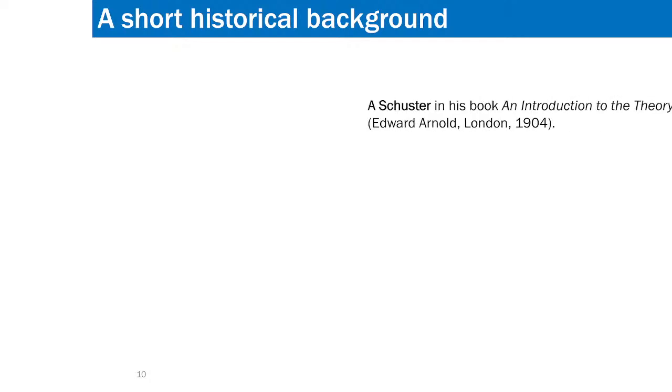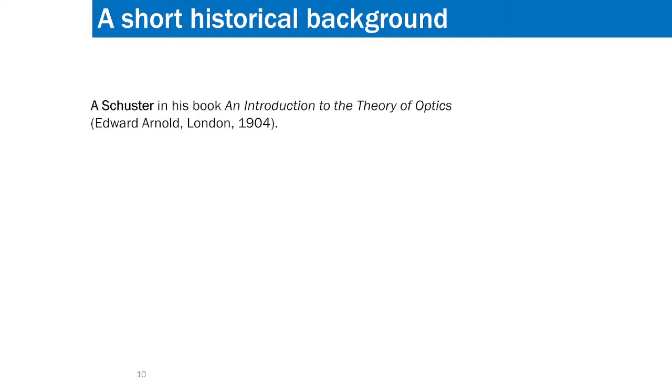Now, let us see a short historical background of these materials. For the first time, people saw that negative index is possible in a book called An Introduction to Theory of Optics by Schuster. This was published in London in 1904. So this is the first time when the negative refractive index was considered in a book on optics.